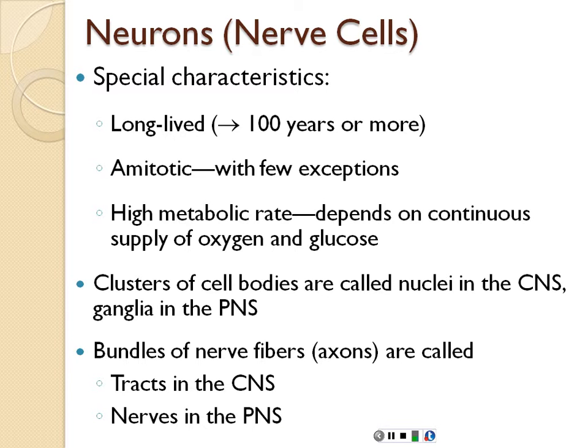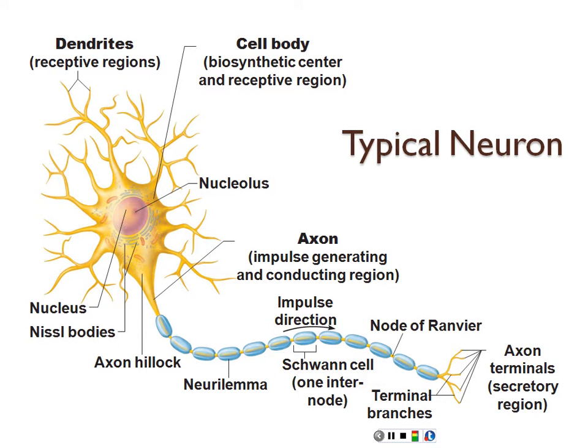So nerves are bundles of what? Axons, where? In the PNS. So now we know that in the CNS, bundles of axons are called tracts. We'll go over that more in chapter 14.